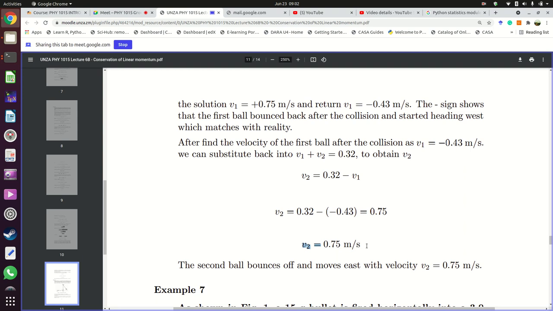And this shows exactly what you are saying. We are seeing that the second ball, which was moving west, is going to move east, but it's going to move east with the velocity of the first ball. Is that clear? So there is an exchange of velocities.